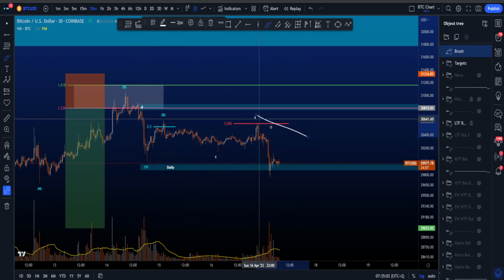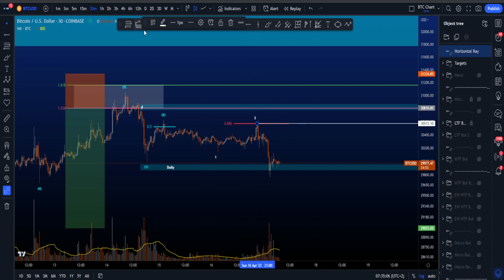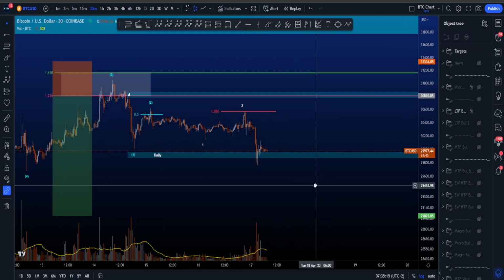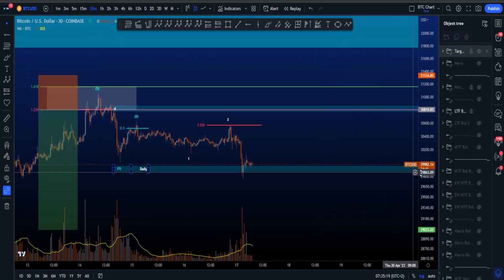So yeah, in this scenario, you simply expect price to move to the downside, and the invalidation would be price moving to the upside and basically taking this high at 30.5, 30.6k. So you don't want to see price move to the upside in this particular scenario, because then the 1, 2, 1, 2 scenario is going to be invalidated.